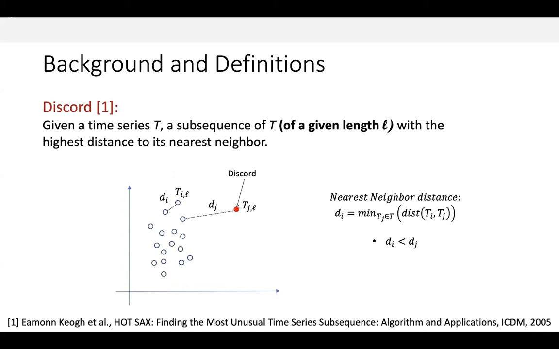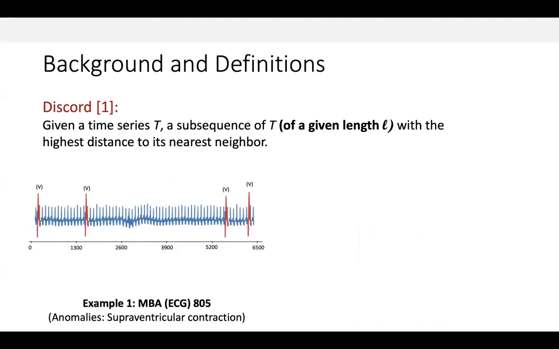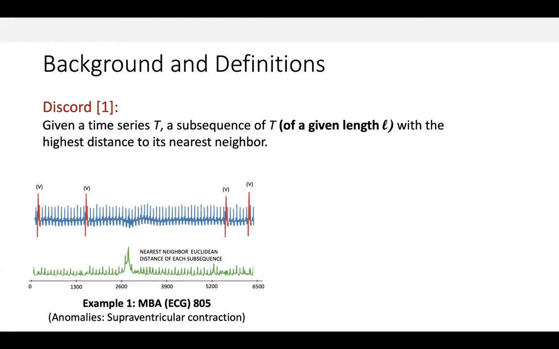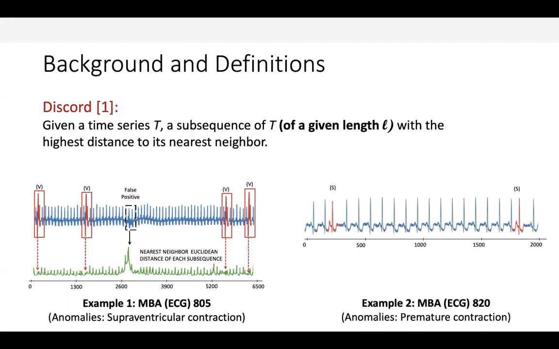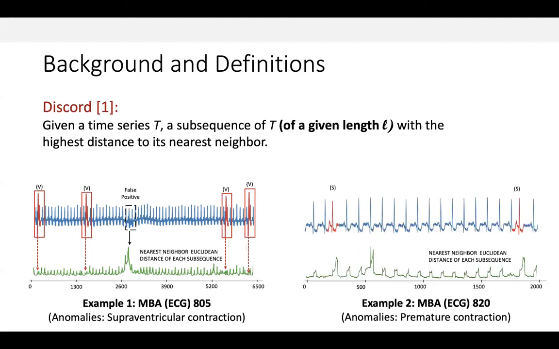Nevertheless, it has drawbacks. In the specific case of a very large data series in which multiple similar anomalies are present, the discord definition will fail to identify these anomalies. This situation occurs, for example, in an electrocardiogram with several supraventricular contractions. In this first example, the discord, which corresponds to the highest point in the green data series, refers to a normal heartbeat, and is, therefore, a false positive. The second example illustrates the same situation in another electrocardiogram with several similar premature heartbeats, which are anomalous.